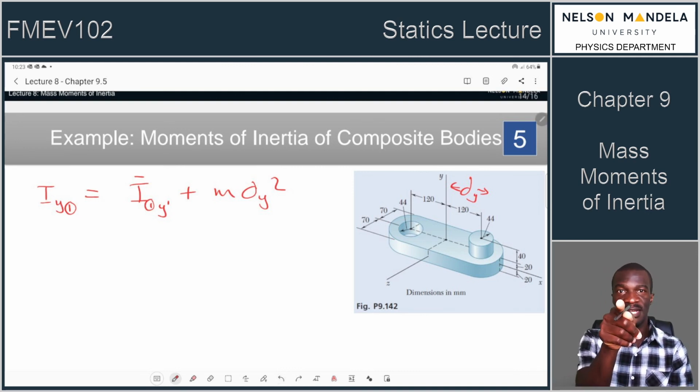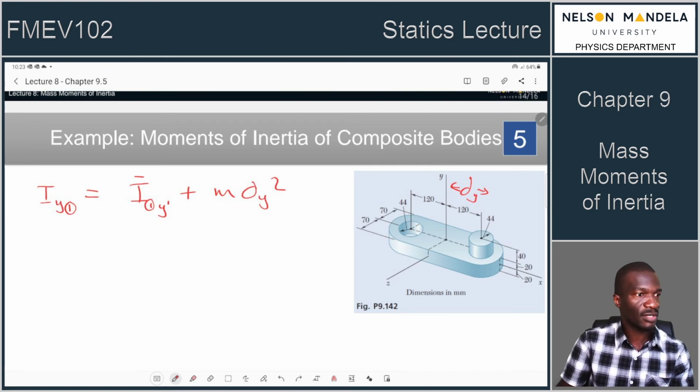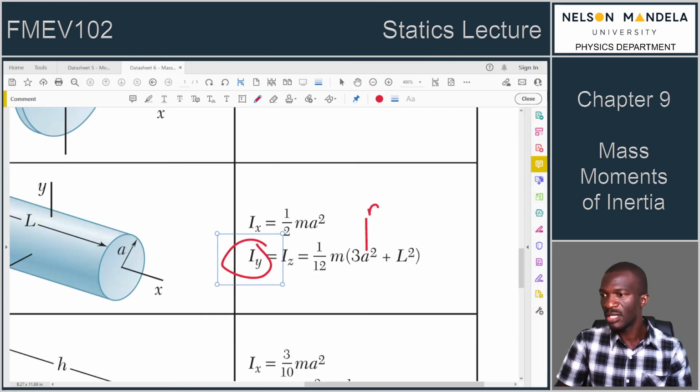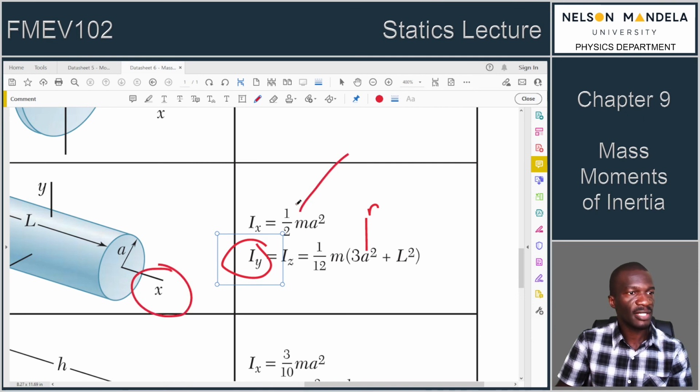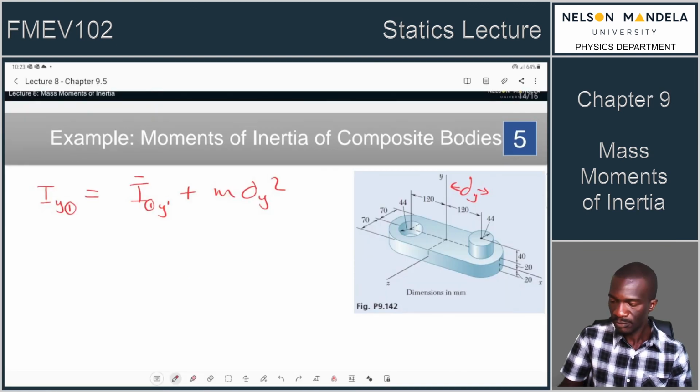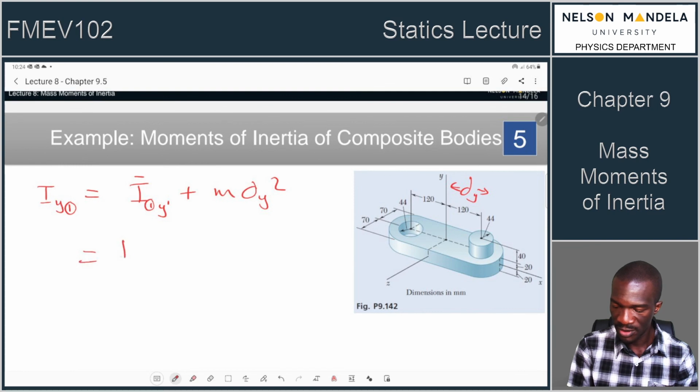Through the center of that circle. So if you come to our tables, the center of that circle is actually the x. So we're actually using this. So it's half m times r squared. So that's actually equal to half of the mass times the radius squared of that circle.